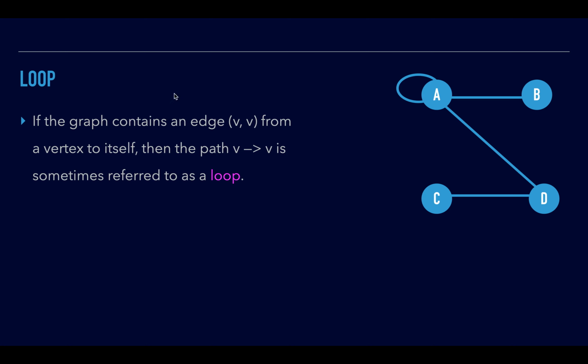The next one is the idea of a loop. If the graph contains an edge V comma V from a vertex to itself, then the path V to V is sometimes referred to as a loop. If you look at this one, I have a path from A to A, which means that this path is actually a loop.